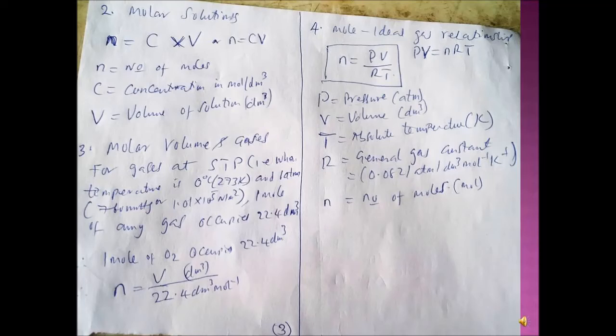Now 1 mole of any gas occupies 22.4 dm cube. So 1 mole of oxygen occupies, for example, 22.4 dm cube of oxygen. And then you can use this formula, that is n equals V, where V should be in dm cube, all over 22.4 dm cube. And then number 4, the fourth important formula that we also need to understand is the mole and ideal gas relationship, where we have PV equals nRT.